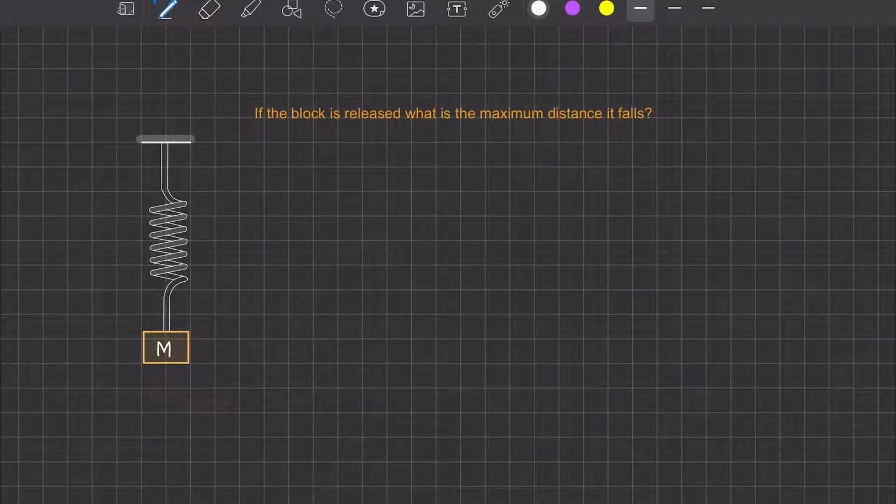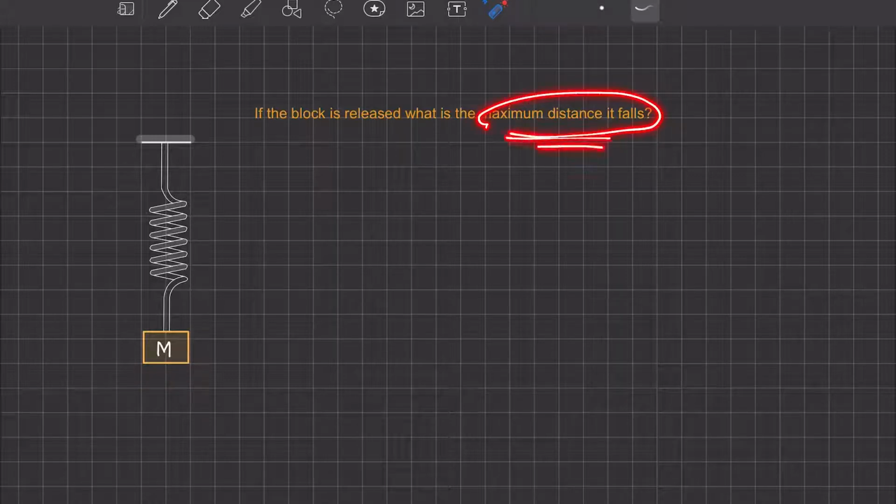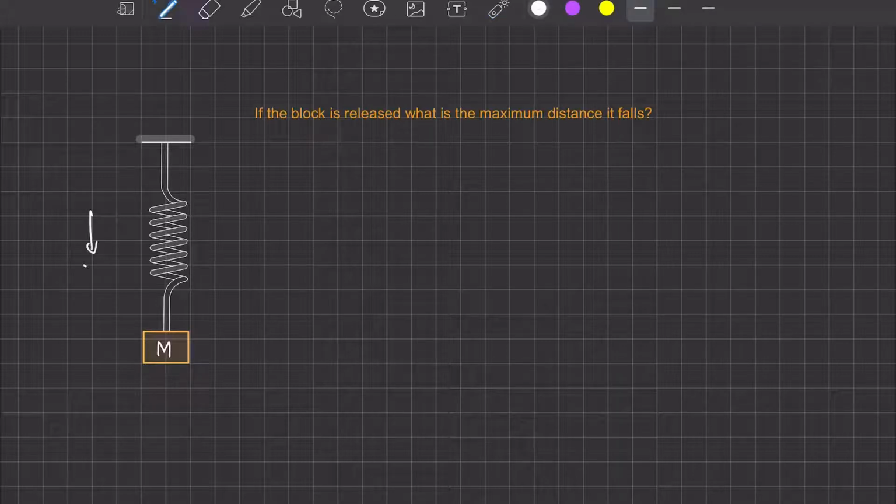Here is a problem. Here initially the spring is at natural length. Now if we release the block from this position, it moves down, right? The question is, what is the maximum distance that the block can fall? Here the region is in a gravitational field, meaning gravity is acting in this region, and we will be solving this problem. So see here, there is gravity acting downward, g, acting downward.